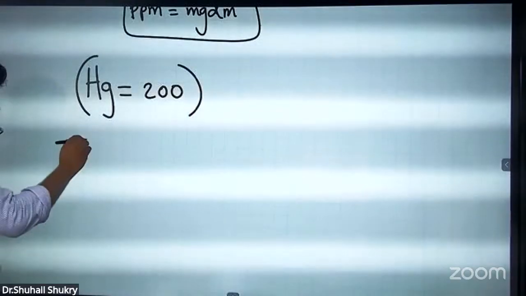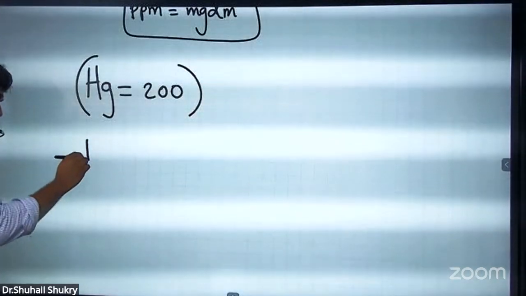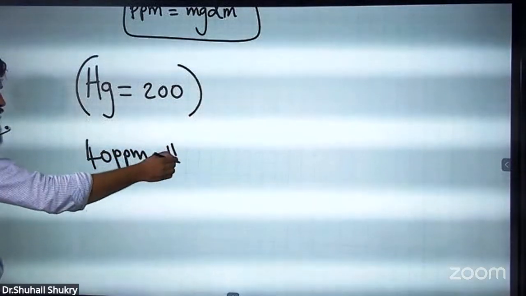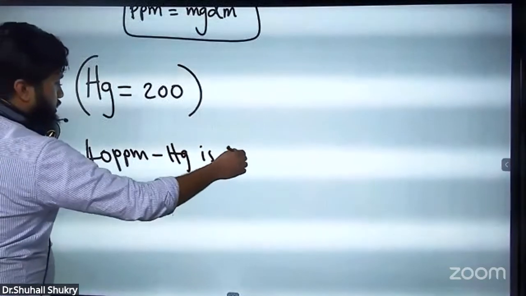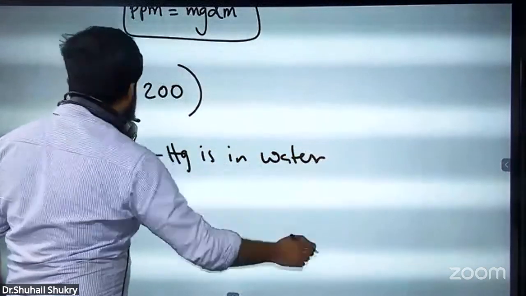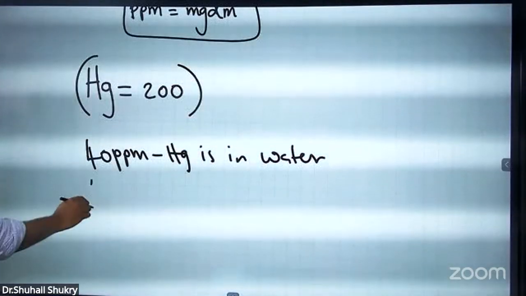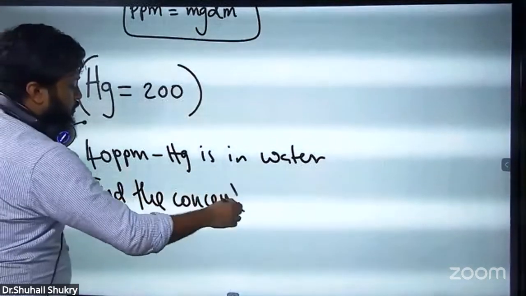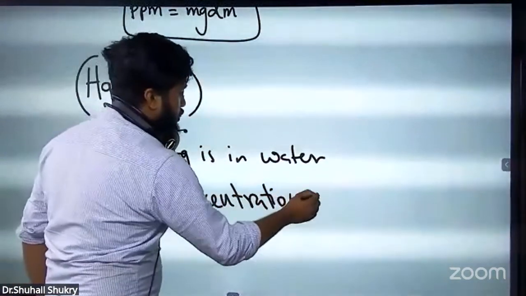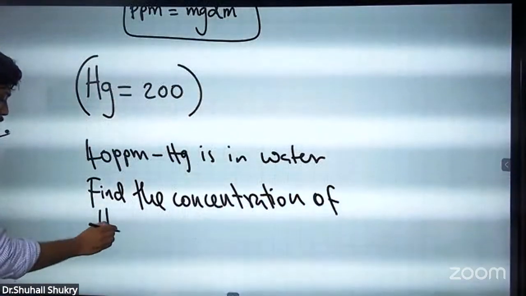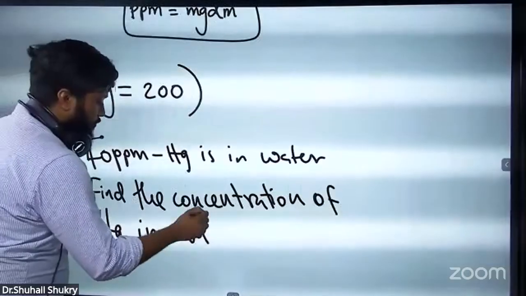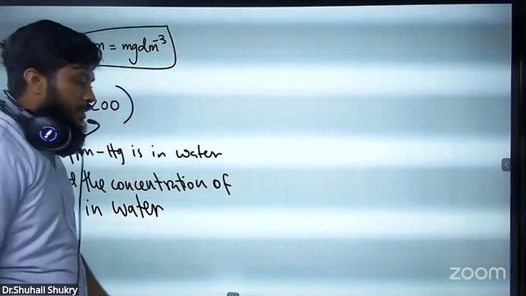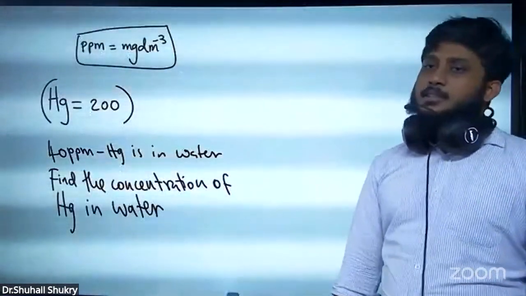So we'll think 40 ppm Hg is in water. Find the concentration of mercury in water. Hg means mercury. So, what is the concentration of mercury in water?